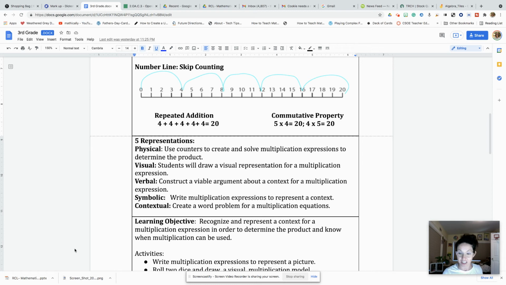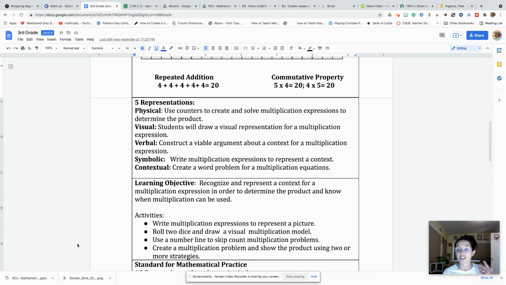So they have the understanding, they have the knowledge, and the skill in this learning objective. Here are just a few activities that I came up with. Students will write a multiplication expression to represent a picture. So maybe I'll do some pictures. They'll see that on a slide deck and they'll write that multiplication expression.